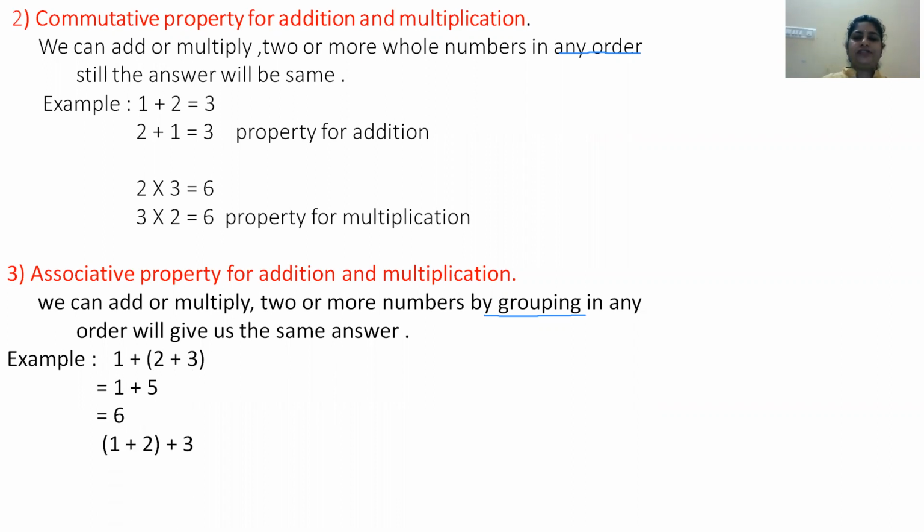Now let me change the order in grouping. Instead of 2 plus 3, I grouped it as 1 plus 2 plus 3. Still the answer will be same. We can see that 3 plus 1 plus 2 equal to 3 plus 3, which is equal to 6. So this is property of addition.